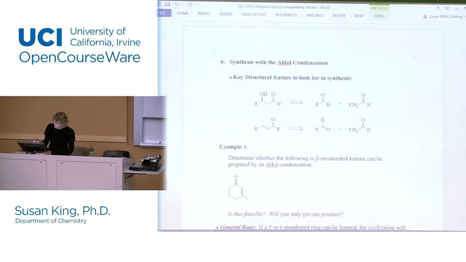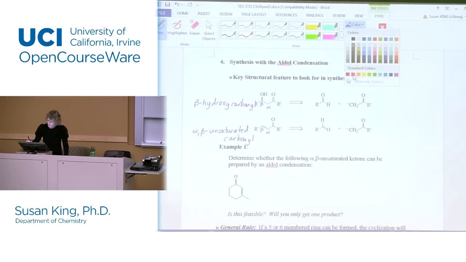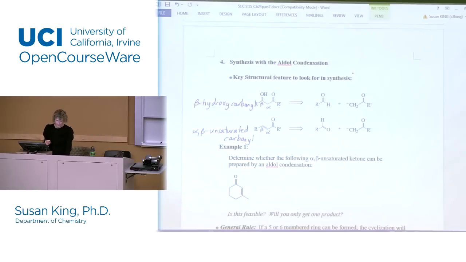So, key structural feature. Here, remember, this is alpha, this is beta. This is alpha, this is beta. This is a beta-hydroxy carbonyl. And this is an alpha-beta unsaturated carbonyl. All right, so what we want is a systematic way to take these apart to see what our two reagents would be to make this.